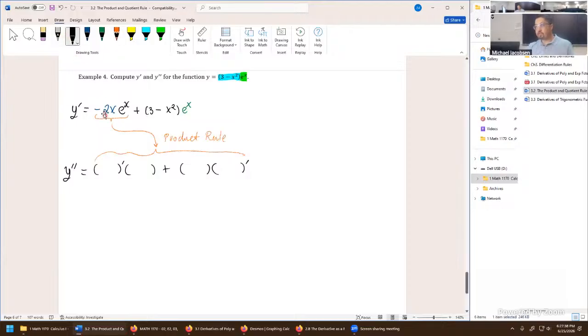We take the first factor, negative 2x, second factor, e to the x, copy in that order for all placeholders. So negative 2x, e to the x as well. So that'll take care of the first product rule that occurs. And then when we go over here, that's just another product rule.